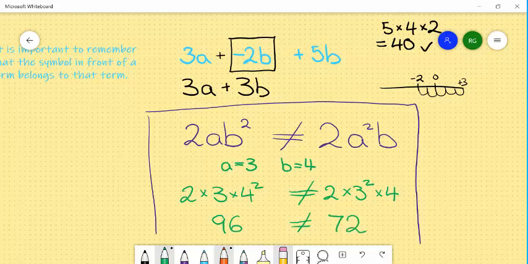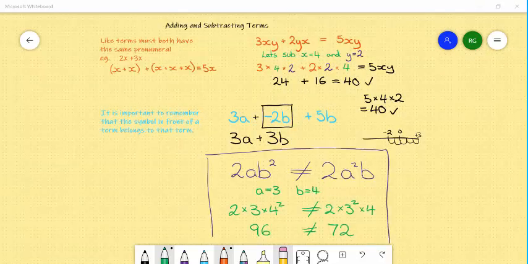And therefore, you can see that despite there being a's and b's in the terms, the one on the left is a times b times b, and the one on the right is a times a times b.